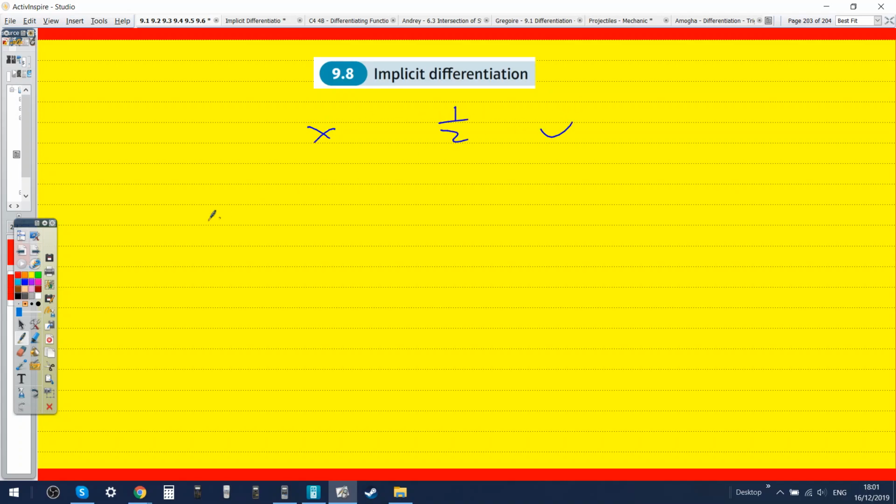What do you give yourself? Maybe like in between the half and the tick. It's not a bad place to be. Yeah, how was that for you, Amogha? Good.